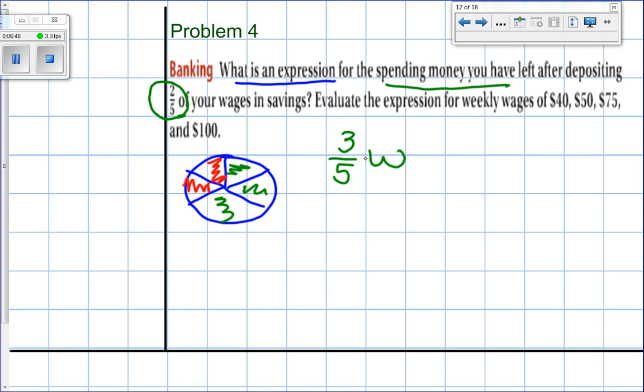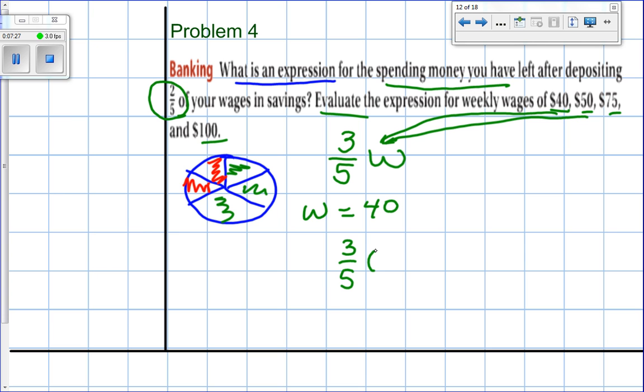That's the expression that represents the spending money that you have left after you've deposited 2/5 of your wages. You have 3/5 left. And then it says evaluate it for each of these weekly wages: 40, 50, 75, and 100. So at this point you have to take the 40 and put it in place of the W and figure out what the answer is, and then take the 50, put it in place of the W, 75, and so on. So I'm going to do the first one for you, and then I'm going to let you finish it. So the first answer is when W, that's your wages, equals 40. So you replace the W in this expression with 40.